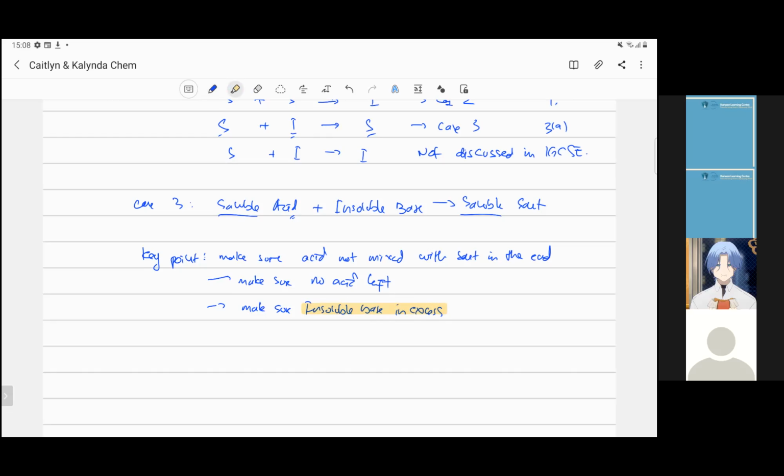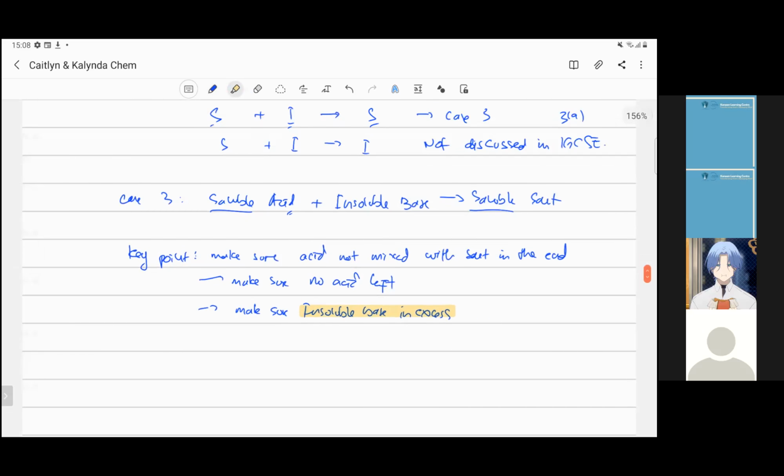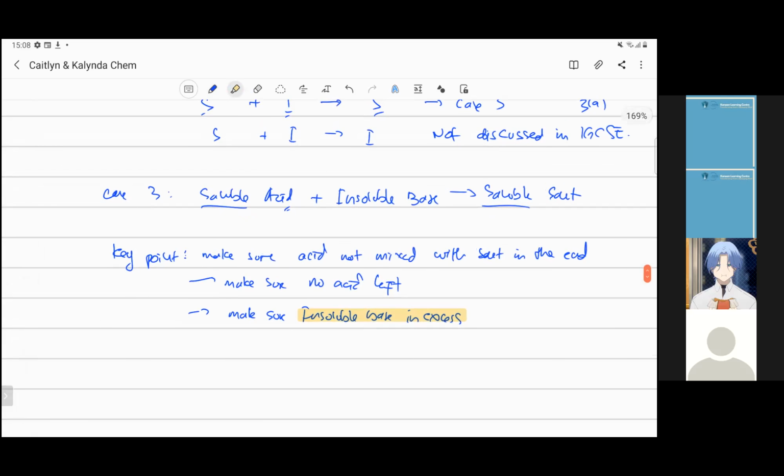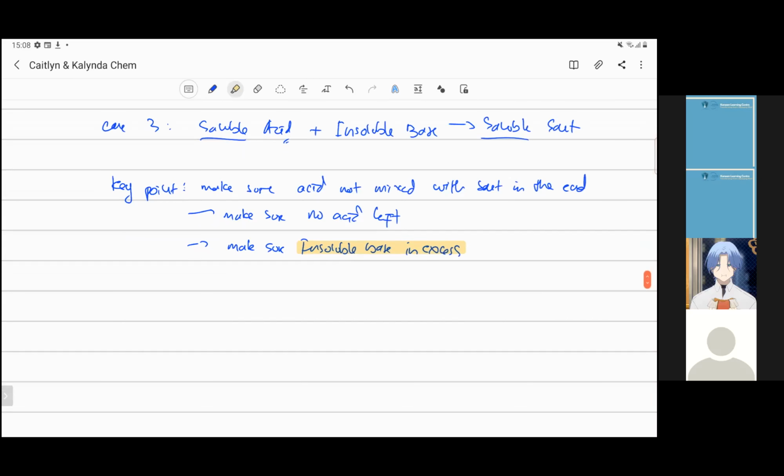Is my handwriting clear enough? Sometimes my students complain about my handwriting. If it's not, I'm going to write slower, okay? But then usually it's better. Can you read my handwriting so far? Yeah. Okay.